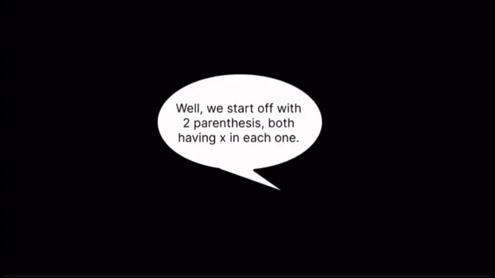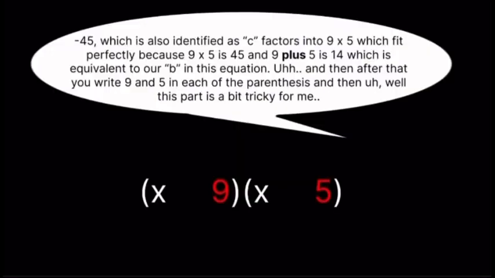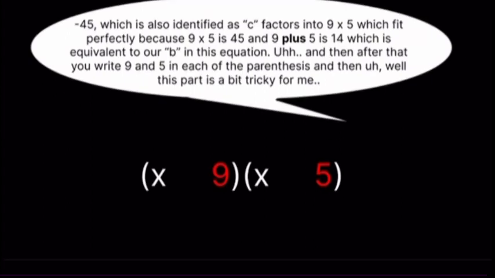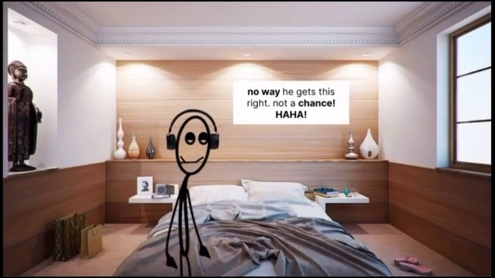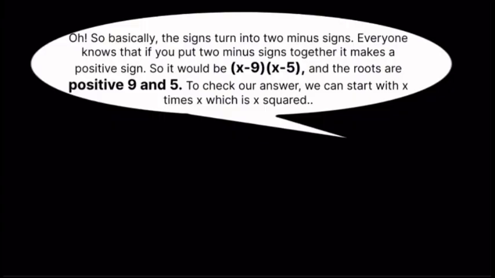Well, we start off with two parentheses, both having x in each one. Negative 45 was also identified as c, factored into 9 times 5, which fit perfectly because 9 times 5 is 45 and 9 plus 5 is 14, which is equivalent to our b in this equation. And then after that, you write 9 and 5 in each of the parentheses, and then, well, this part's a bit tricky for me. No way he gets it right. Not a chance. Oh, so basically the signs turn into two minus signs.